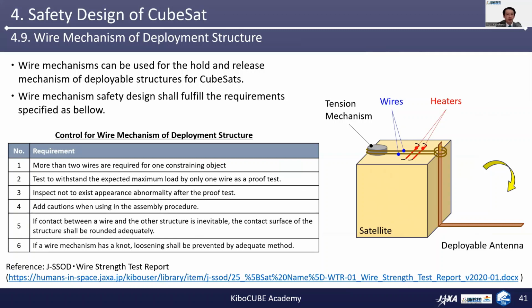The next topic of this chapter is the wire mechanism, which is widely used in CubeSat design, especially for the hold and release mechanism of deployable structures, such as deployable antennas and solar panels. An example of deployable antenna implementation based on the wire mechanism is illustrated in the right figure.